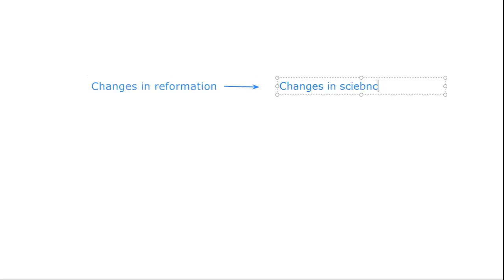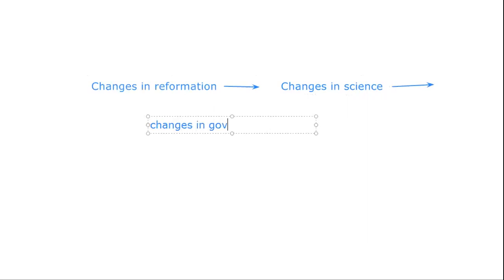I need you to write: changes in Reformation led to changes in science, and then it led to changes in government. Clear? Changes in Reformation, this is the first part that we took, Reformation of religion and Martin Luther. Changes in science, this was the introduction of the time of the Enlightenment.